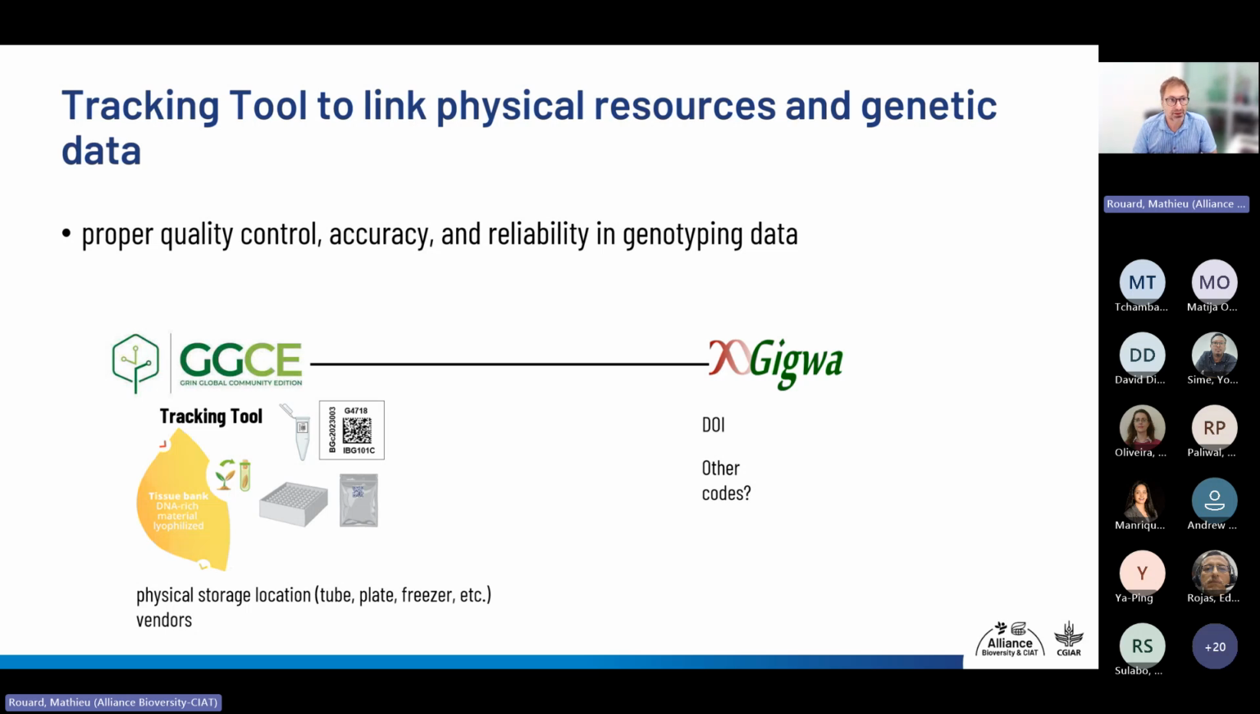And at the moment, as I said, we have access to DOI in the data, but there are other types of information that could be stored in the metadata in GIGWA and maybe in GRIN-Global Community Edition as well. I don't know, and I think it will be open for discussion in the coming weeks, months, and I'm happy to be part of the discussion for that when it's a good moment.